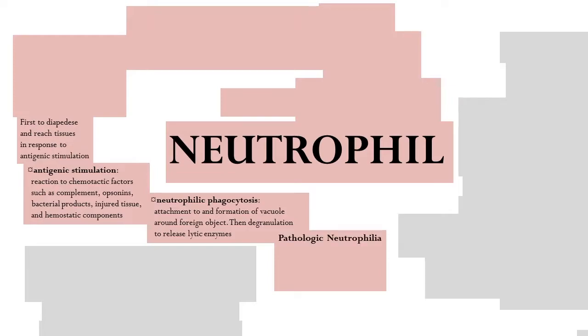What are 4 morphologic indications of pathologic neutrophilia? Pathologic neutrophilia will present 1. A shift to the left, 2. Dohle bodies, 3. Toxic granulation, and 4. Toxic vacuolation.